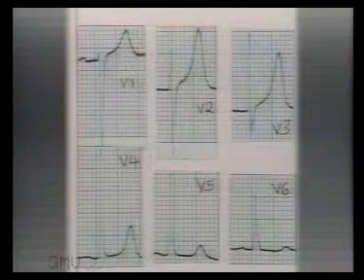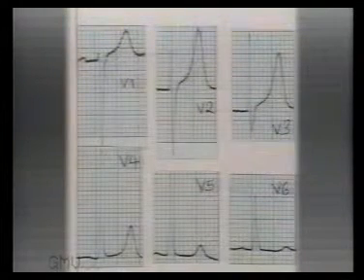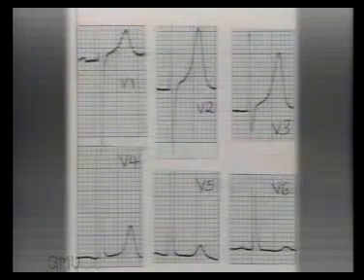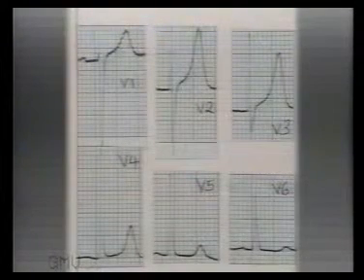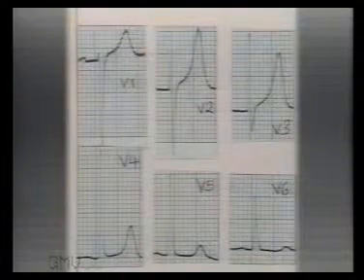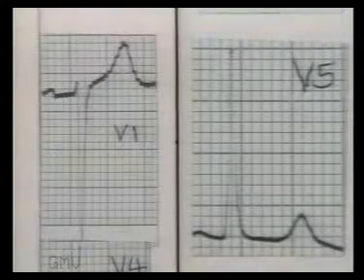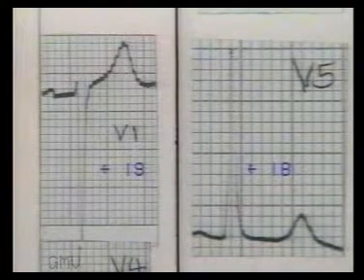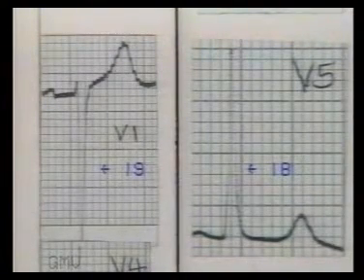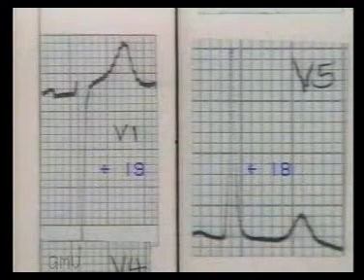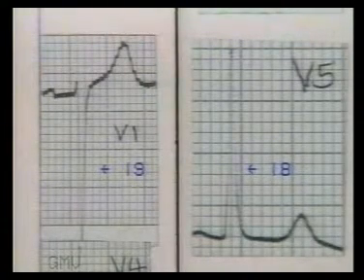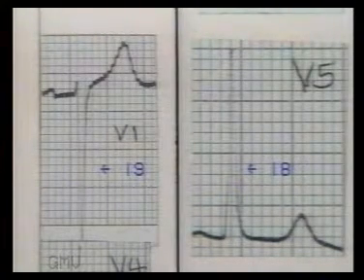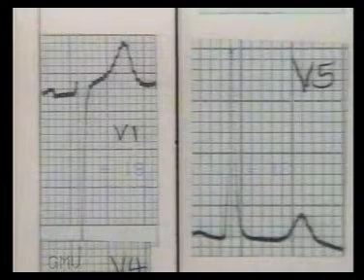In this ECG, there is a normal pattern of QRS complexes from negative in V1 to positive in V6. So let us measure SV1 and RV5 from the isoelectric line. SV1 is 19 millimeters and RV5 is 18 millimeters. SV1 plus RV5 is 37 millimeters, which is more than 35 millimeters. So left ventricular hypertrophy is present.